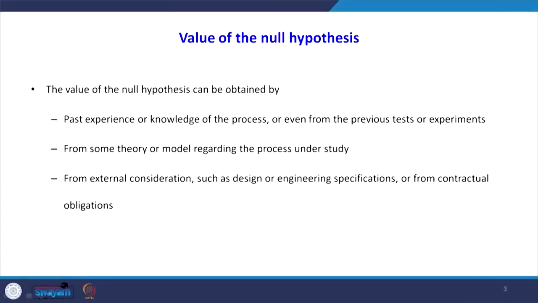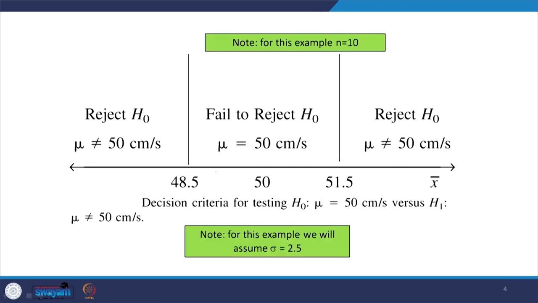There are different possibilities for how we can assume the value for our null hypothesis. One is past experience or knowledge of the process, or even from previous tests or experiments. Another possibility is from some theory or model regarding the process under study. Even from external considerations such as design and engineering specifications or contractual obligations, we can assume the value of the null hypothesis.